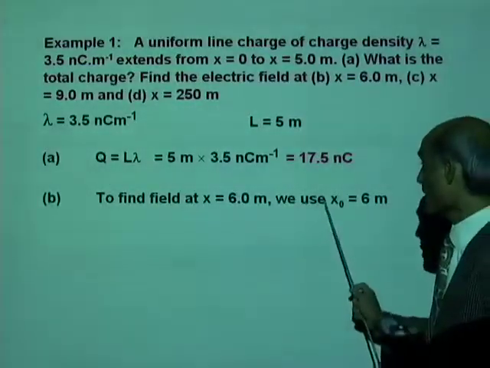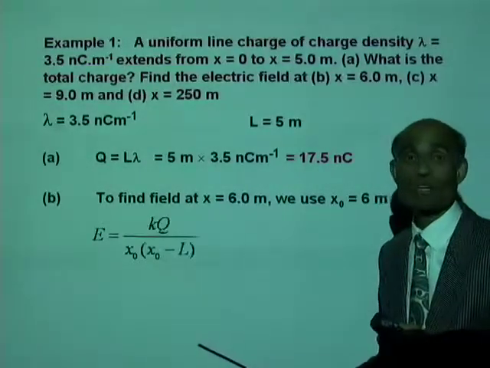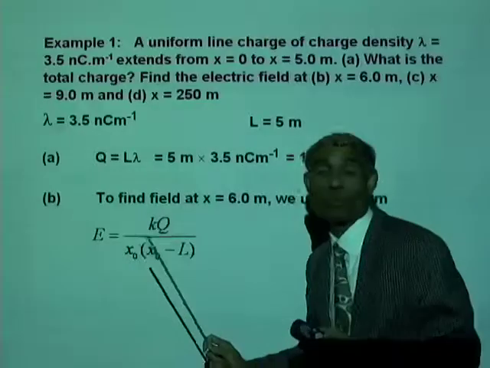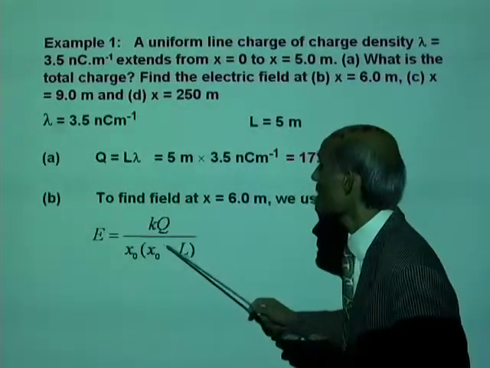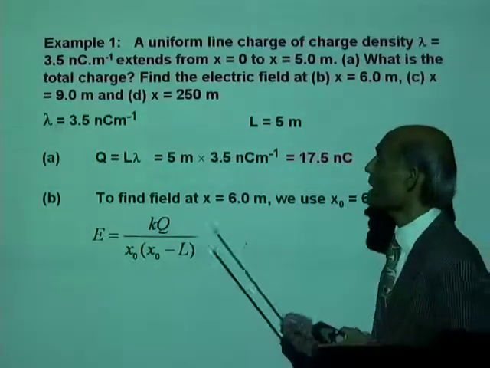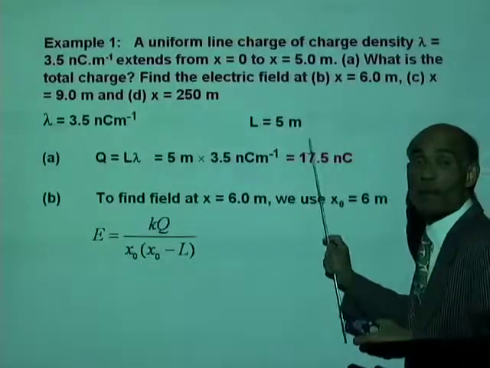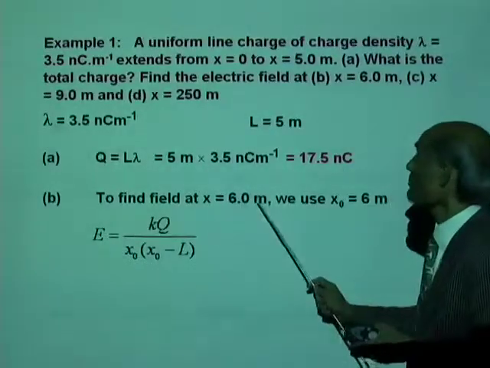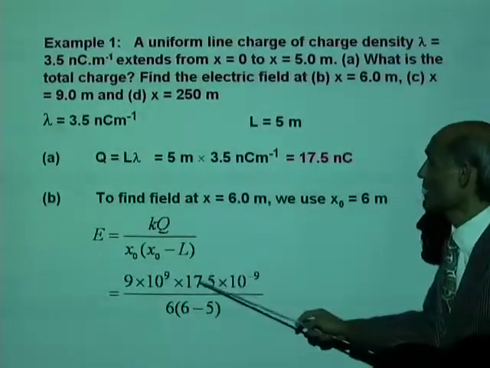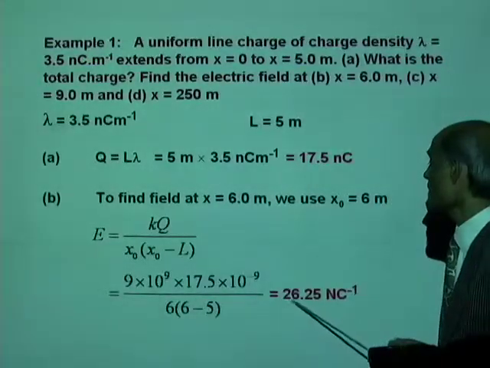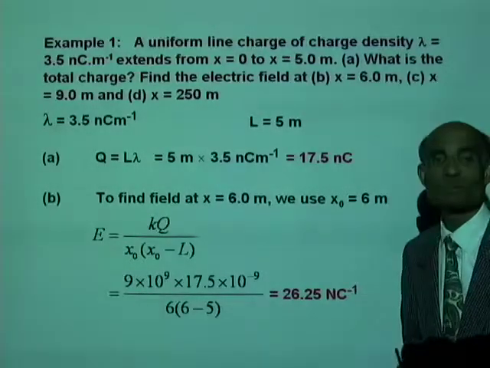Well, our x0 equal to 6 meter. Well, we need to use the exact formula. E equal to kq over x0 times x0 minus L. Now we know k, we now know q, the amount of charge on it. We know our x0, we know our L. Replace all those values. That will give you the field as 26.25 Newton per Coulomb.